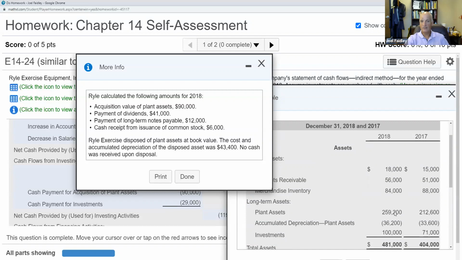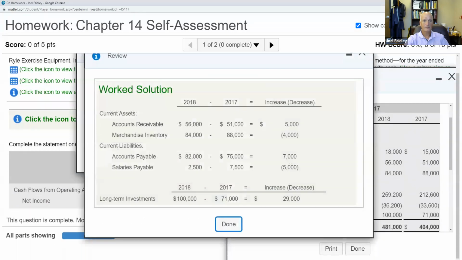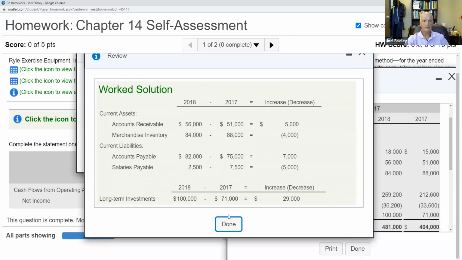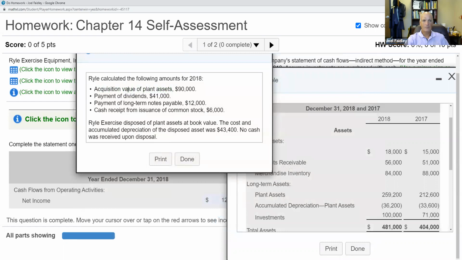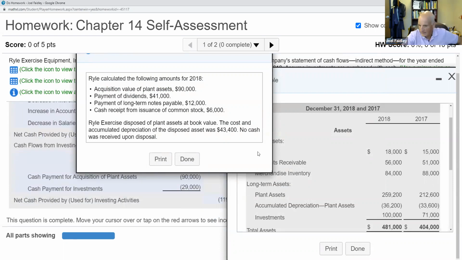But it also says, which isn't there, that we got rid of some assets that were 43,400. So if you've got plant assets here, 212,600, I bet they've got a T account for that somewhere. Then again, maybe not. We just did all of that, so we're done. All right, so they're telling you, so you don't have to actually do the T account, acquisition of plant assets, 90,000. But how else can you calculate this?